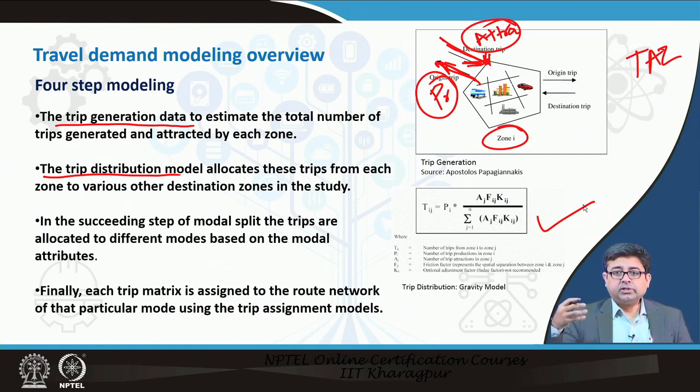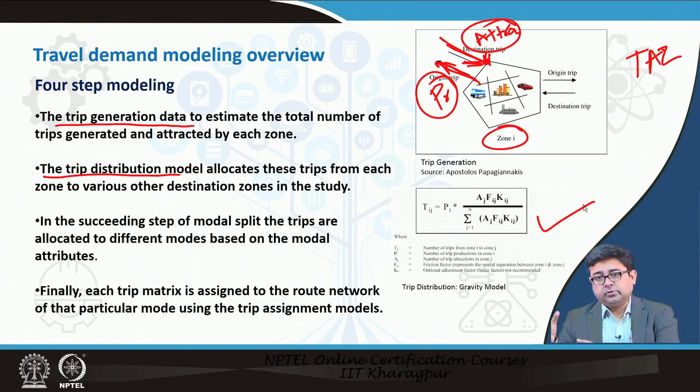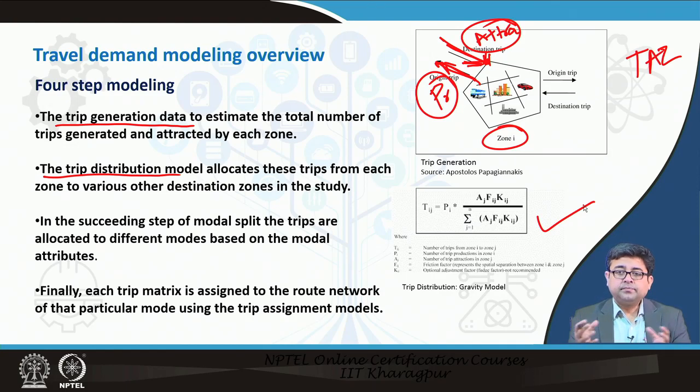Usually, residential zones are production zones in the morning, and office areas are normally the attraction zones in the morning, whereas in the evening they reverse, and so the office zones become the production zones, and the residential zones become the attraction zones. So, that is what the trip distribution model does.